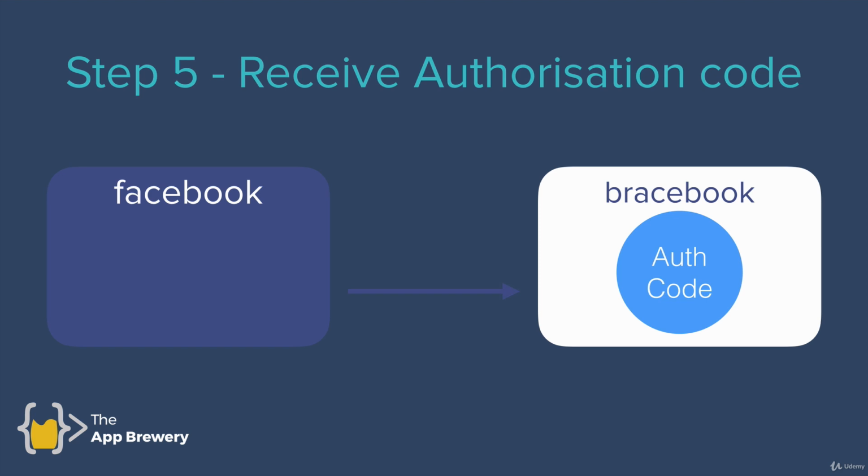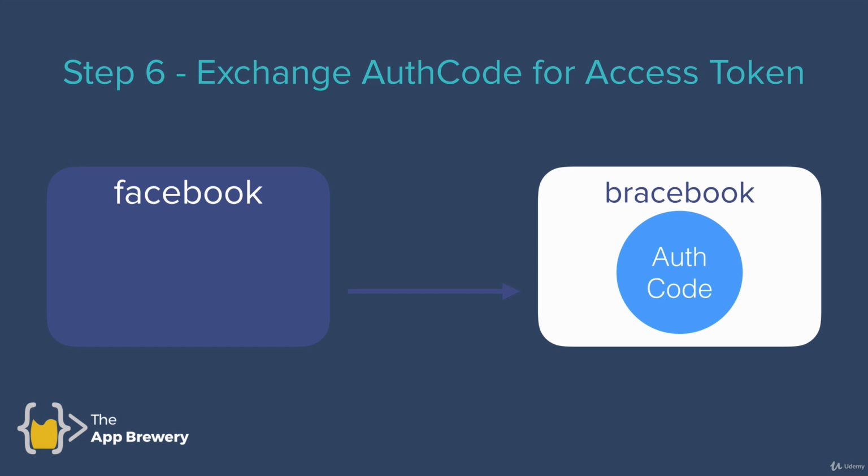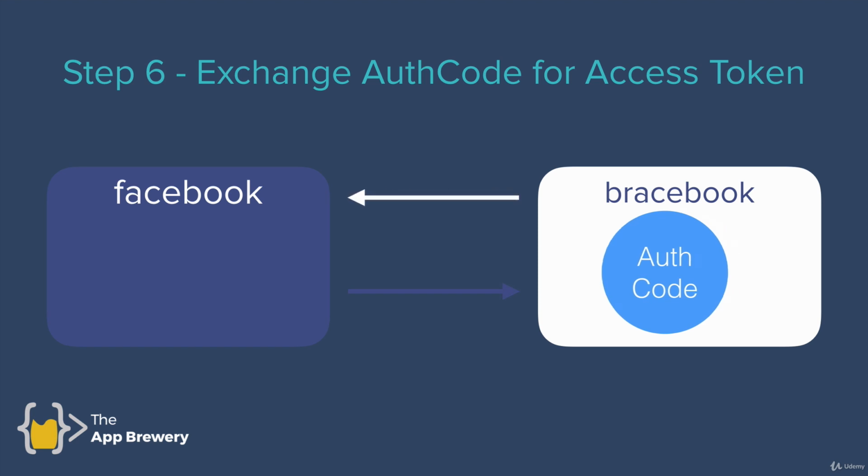But if we wanted to go a step further, we can also exchange our authentication code for an access token. And when we receive that access token from Facebook, we would save it into our database, because this is the token that we can use if we want to request pieces of information subsequently. This access token is valid for a lot longer than the authentication token.